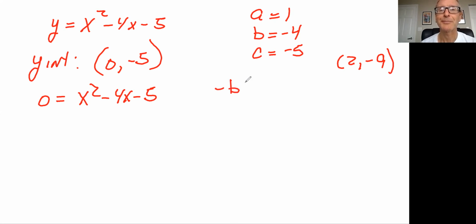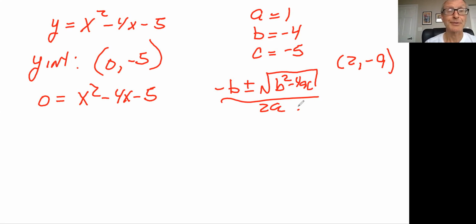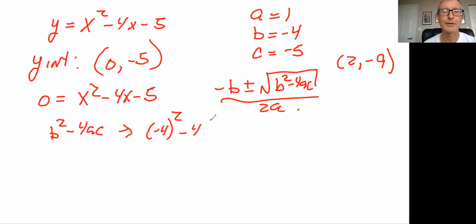So again, it's -b plus or minus the square root of b squared minus 4ac all over 2a. And so the strategy is always do b squared minus 4ac first. Because if it's negative, you're done and there's no x-intercepts. So let's see what we get. So b is -4, so it'd be -4 squared minus 4 times a is 1 and times c is -5.